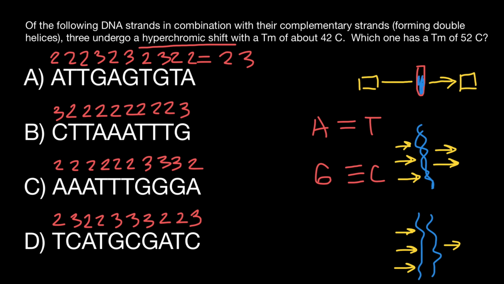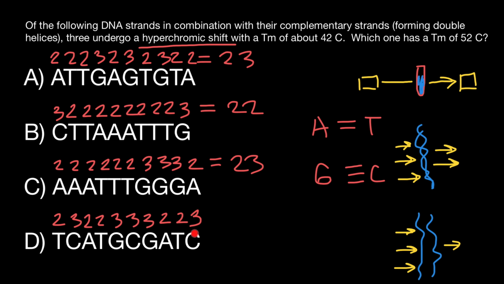Now let's count the next one. 1, 2, 3, 4, 5, 6, 7, 8 double bonds, times 2 is going to be 16, plus 6 is going to be 22 hydrogen bonds here. Next, this oligonucleotide. 1, 2, 3, 4, 5, 6, 7 times 2 is going to be 14, plus 9 is going to be 23. So 23 hydrogen bonds here.